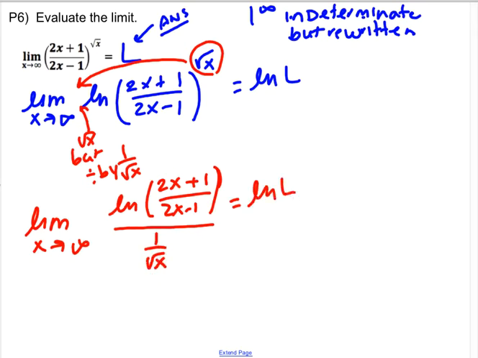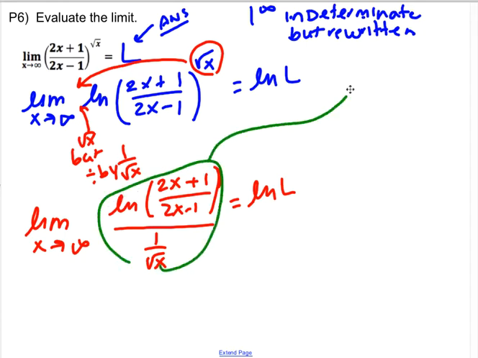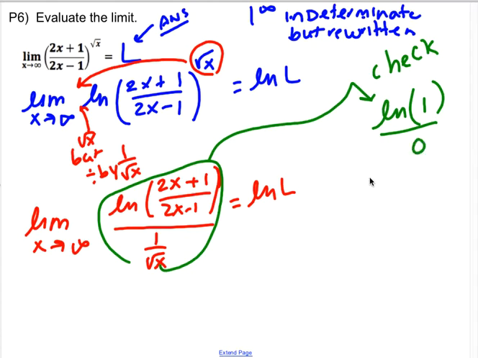So now let's check if we plug in, if we're allowed to do L'Hopital's. When we check plugging in infinities, I'm going to get the natural log of 2 over 2, which is 1, over 0, because that's 1 over infinity. So sure enough, that's 0 over 0. I'm okay to do L'Hopital's. Now, it's not saying you're going to love L'Hopital's, but let's do it.